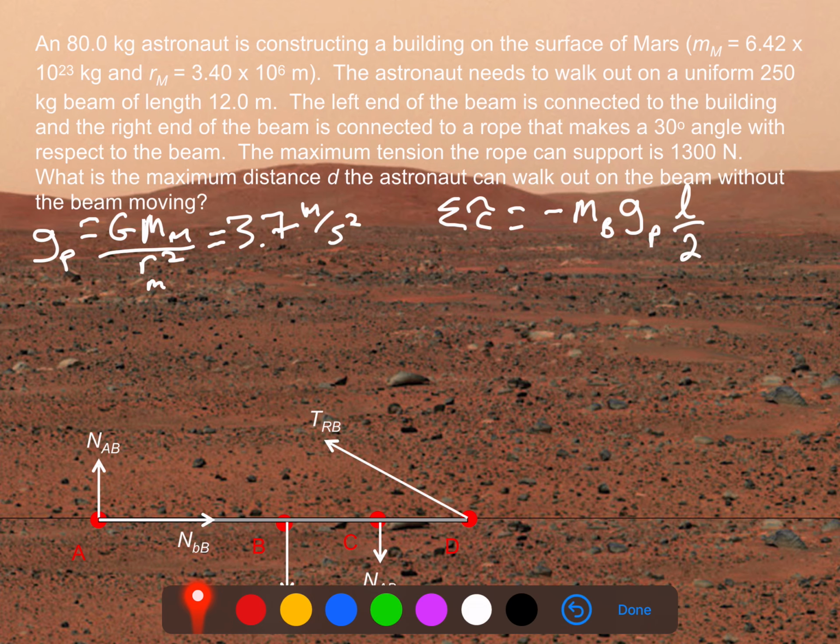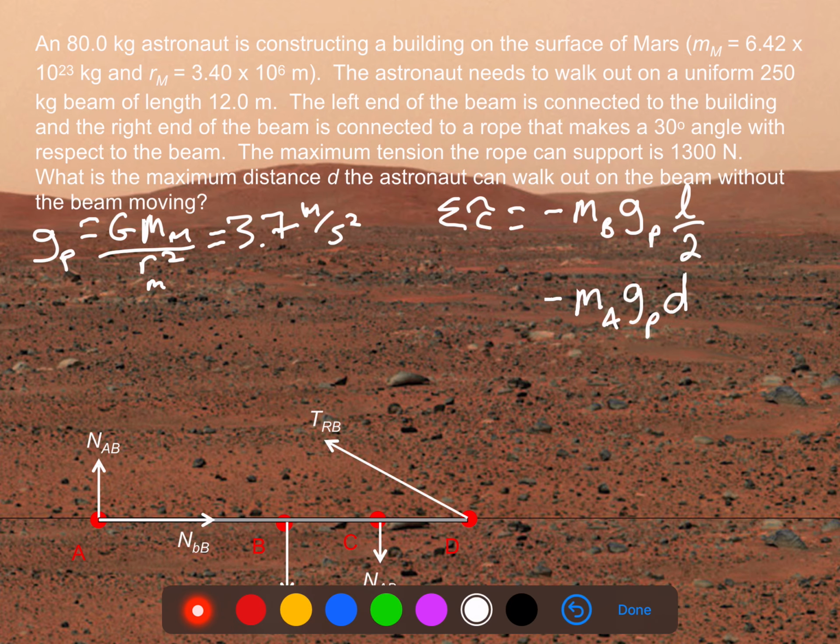So what about this normal force here? We've already concluded that it was equal to the weight of the astronaut. And so the torque that's going to contribute will also be negative. So I still need a minus sign here. And we need m of the astronaut times g on this planet. And then what is my lever arm? Well, it's the distance that I'm looking for. I don't know yet what that is. That's what I'm trying to solve for.